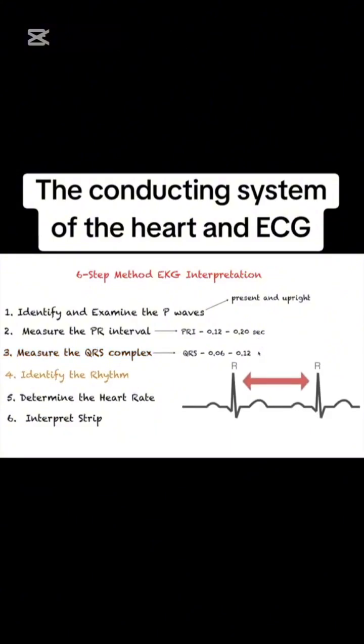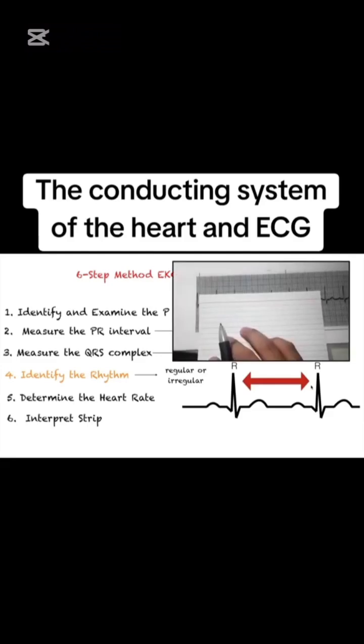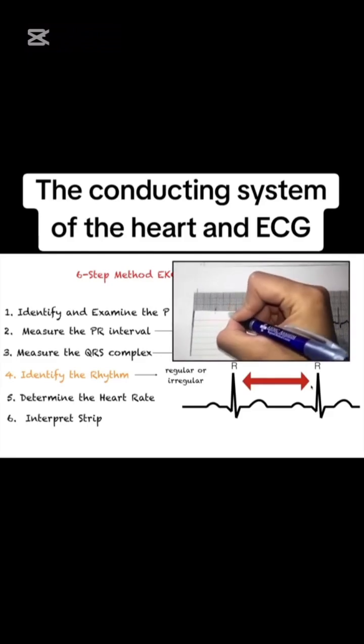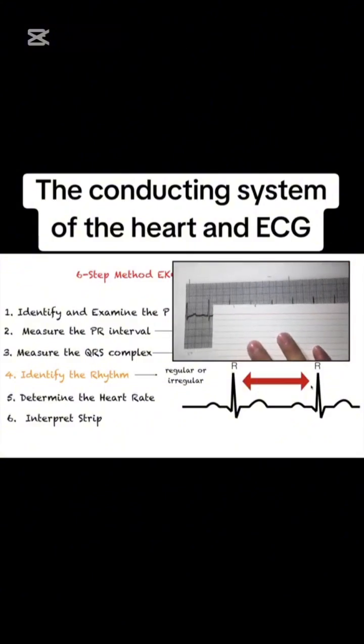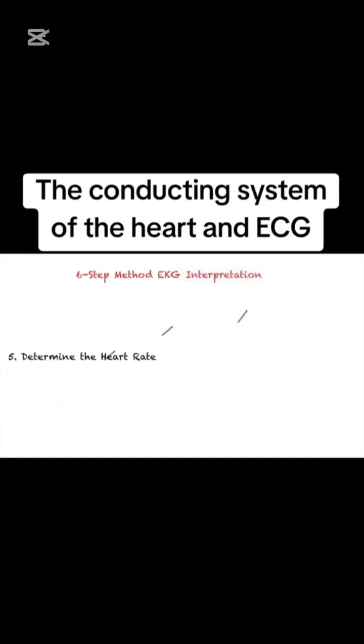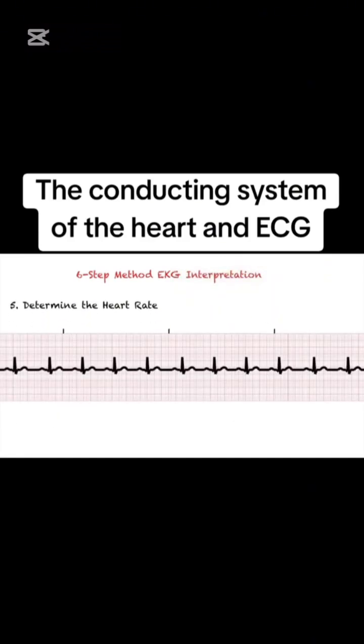Number 4 is we have to identify the rhythm of our strip. It could be regular or irregular. And the way we do this is we measure the distance between R's. Some people use calipers to do this, but really all you need is an index card. Mark your R's and march them with the rest of the R's. If they have the same distance, then your rhythm is regular. Otherwise, they are irregular.